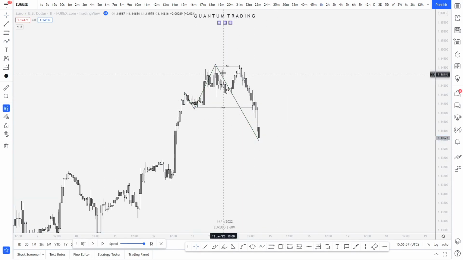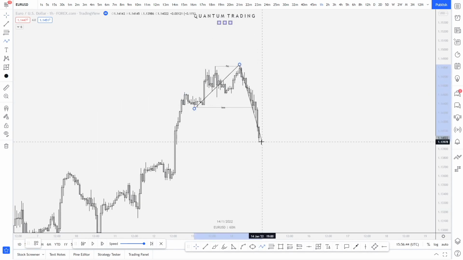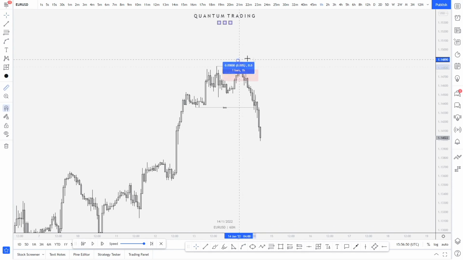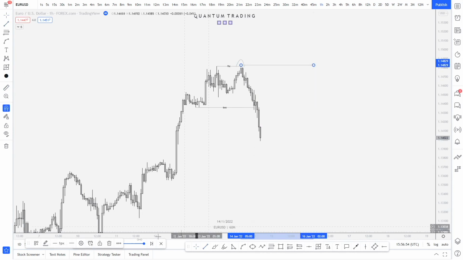Following on from this break of structure to the downside, this is now the highest point that has led to the break of structure. So we can agree that we've got a new lower high within the market, which is this level right here, and this is now our protected strong high, which we can denote by drawing on this right here.